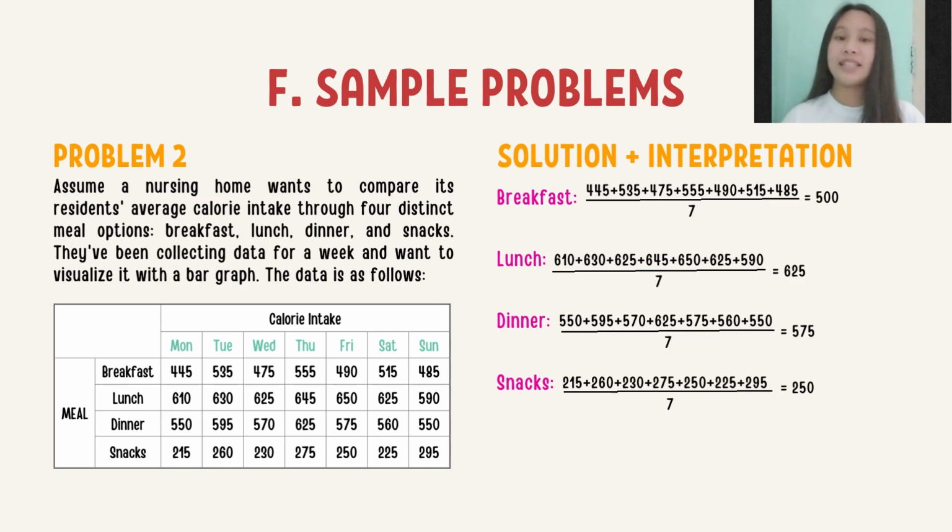And lastly, for snacks, the total calorie intake is 275 plus 260 plus 230 plus 275 plus 250 plus 225 and plus 295, and it will give us a total calorie of 1,750. Dividing this total by 7 gives an average of 250 calories per day for snacks.